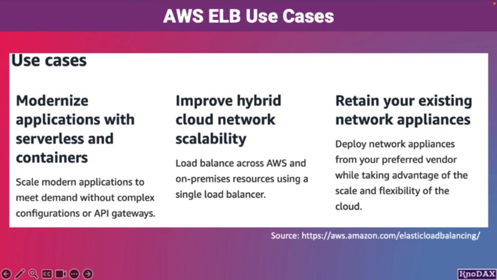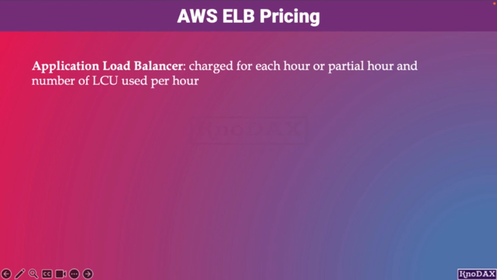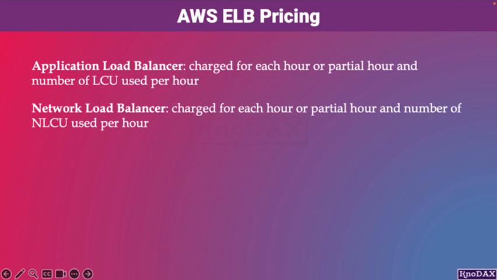Now let's talk about ELB pricing. For Application Load Balancer, you are charged for each hour or partial hour that an application load balancer is running and the number of load balancer capacity units, LCU, used per hour. For Network Load Balancer, you are charged for each hour or partial hour that a network load balancer is running, and the number of network load balancer capacity units, NLCU, used by network load balancer per hour.